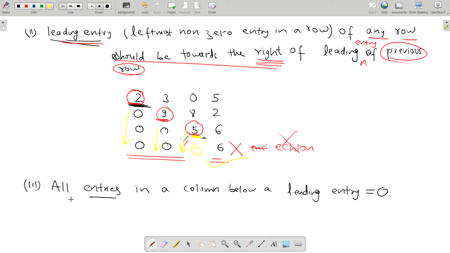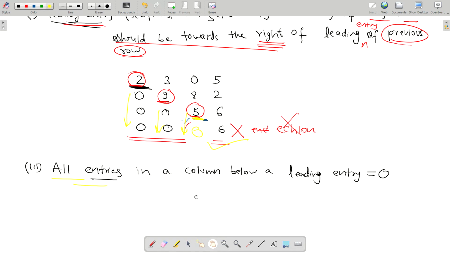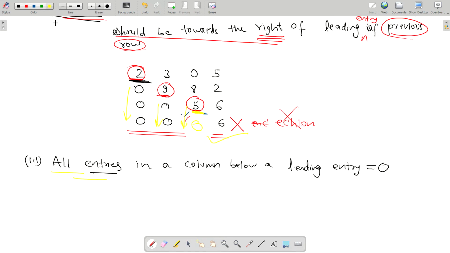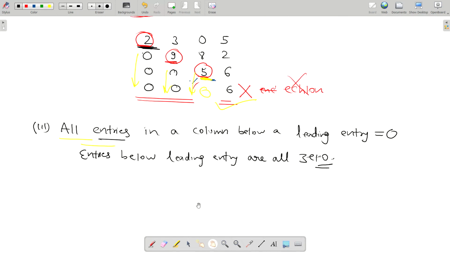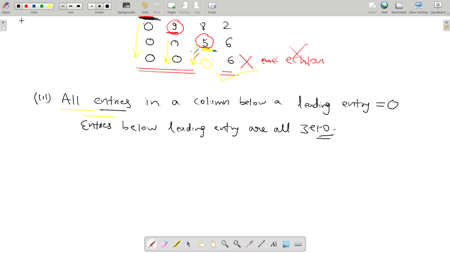So the leading entry: all entries in a column below the leading entry are 0. It simply means that entries below a leading entry are 0. We can also say entries below a leading entry are all 0. This is basically the same thing as property 2. So that's it. Let me give some examples.